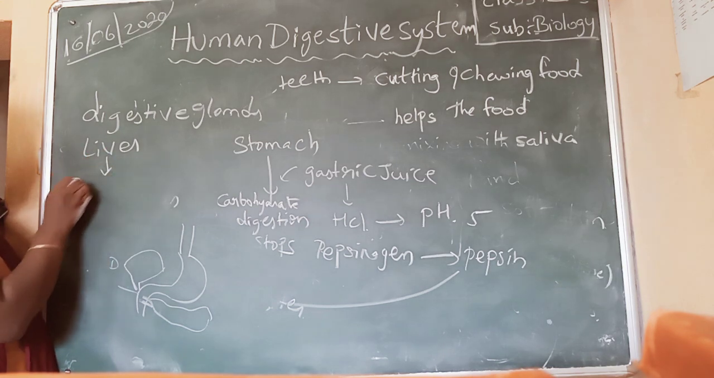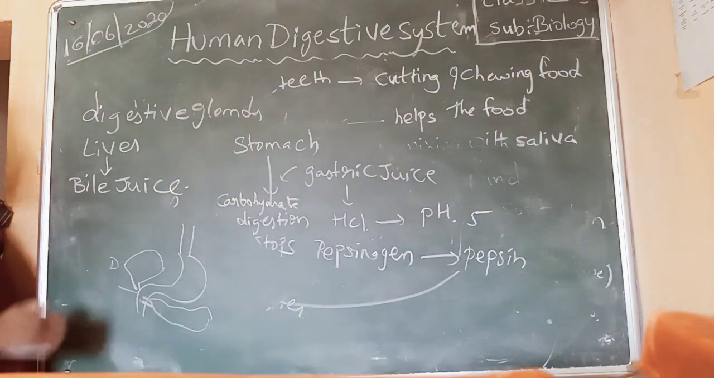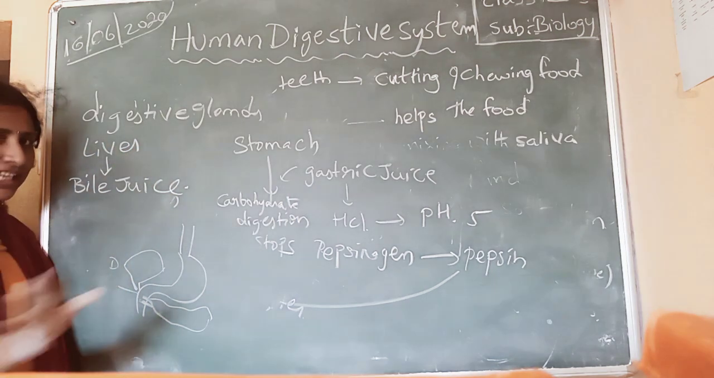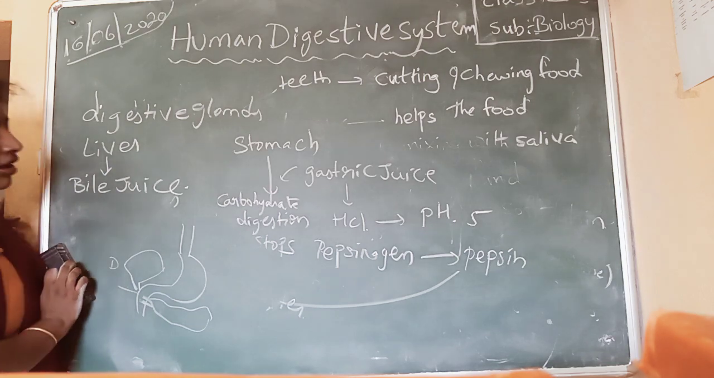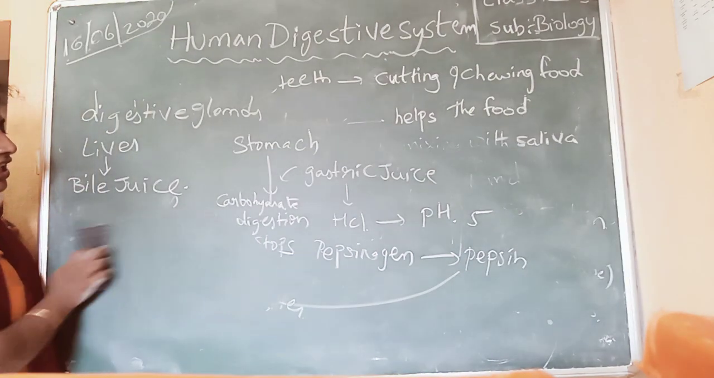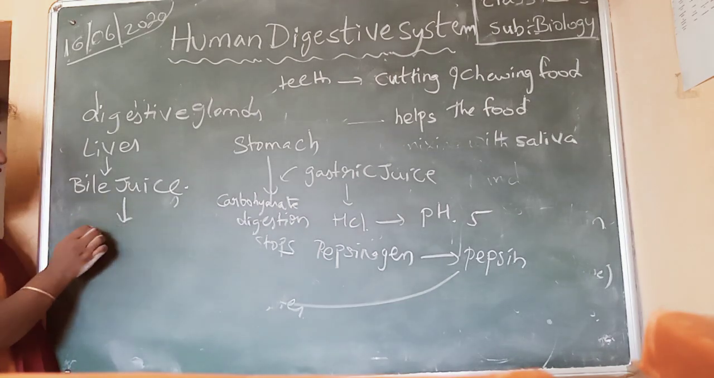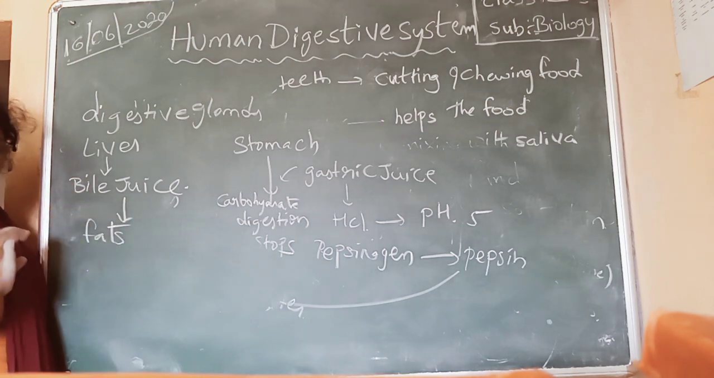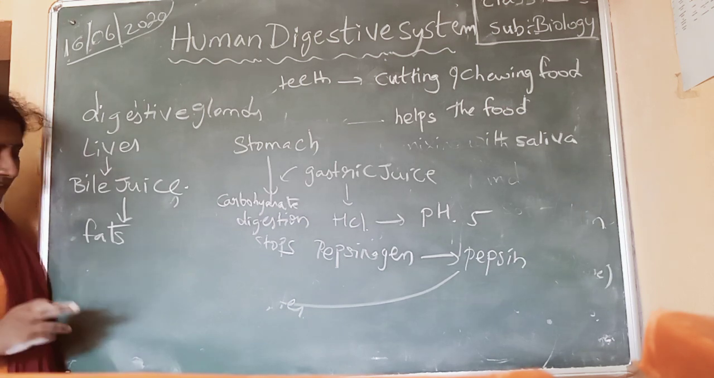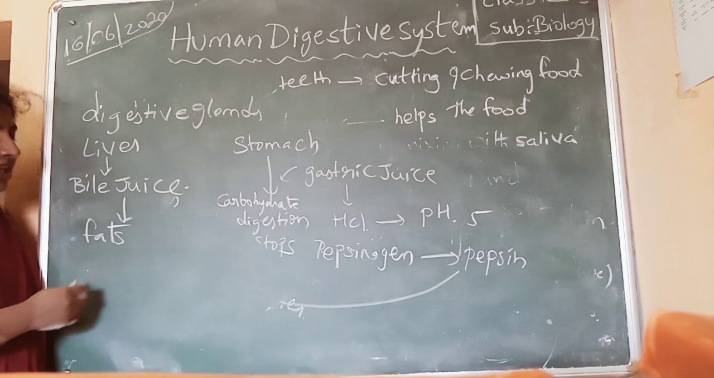The liver secretes bile juice. Bile juice does not have any enzymes, but it helps in digestion. How? Because bile juice helps in the digestion of fats. You should remember, the juice which has no enzymes is bile juice, but it helps in the digestion of fats.